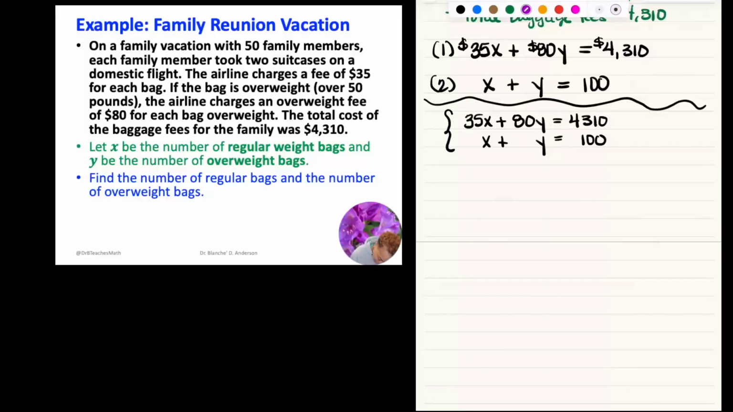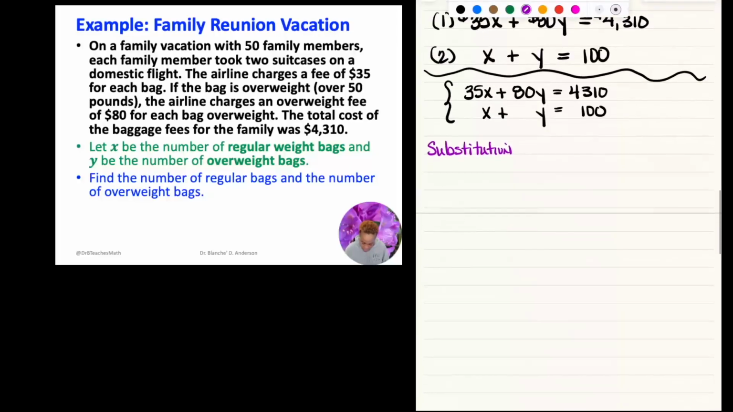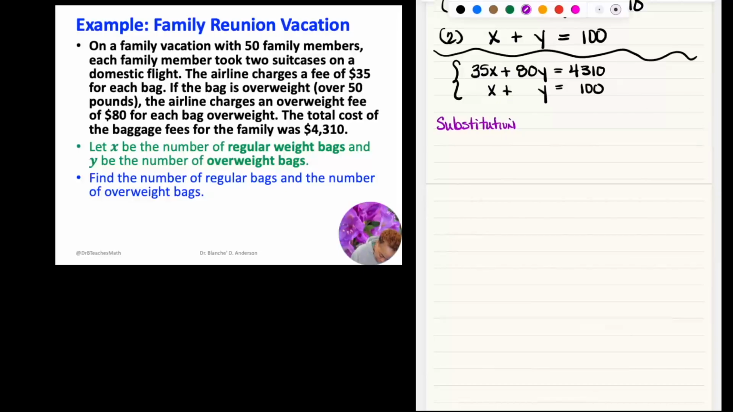Same thing, I'm going to do the substitution method, and then I'm going to do the elimination method. So here I'm going to do the substitution, and over here, the elimination method.